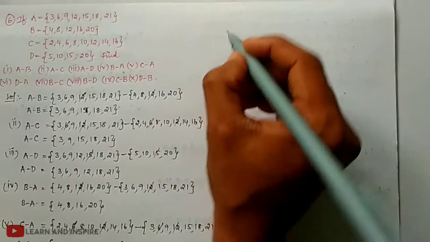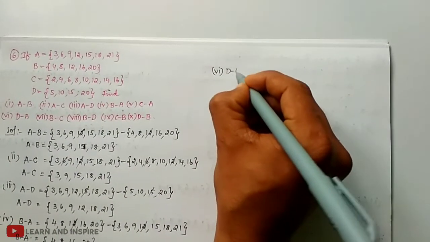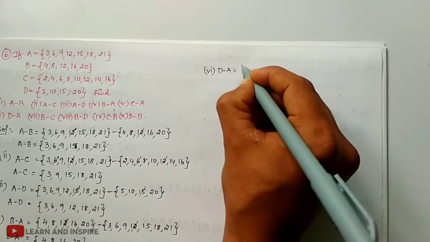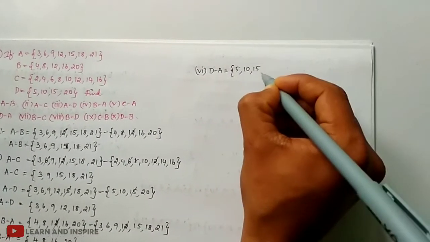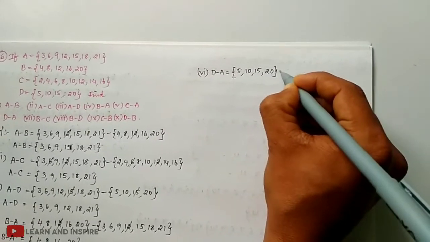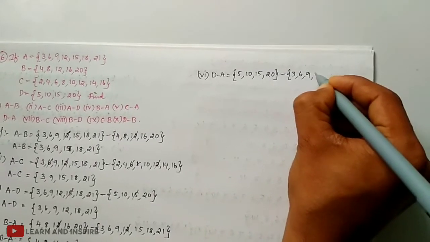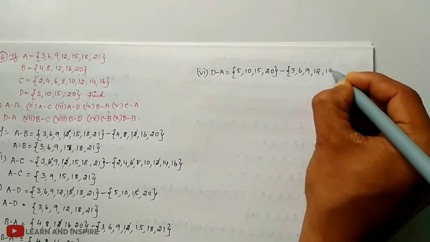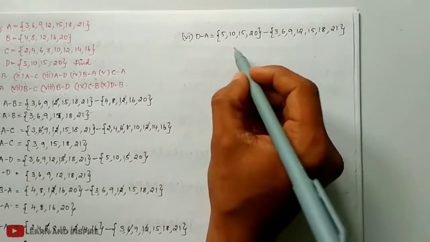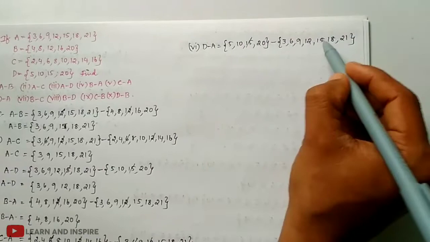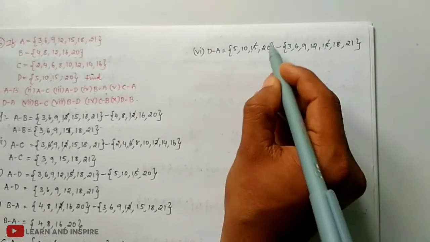Okay, next, question number 6, sixth one, D minus A. So the elements of D are 5, 10, 15, 20 minus the elements of A, 3, 6, 9, 12, 15, 18, 21. Now what are the common elements? 15, 15. Okay, now what are the remaining elements present in the first set?